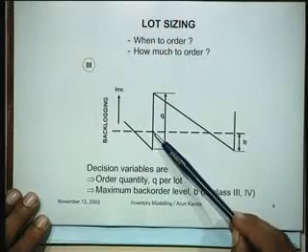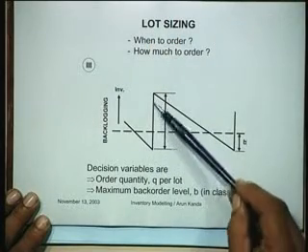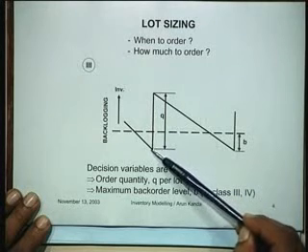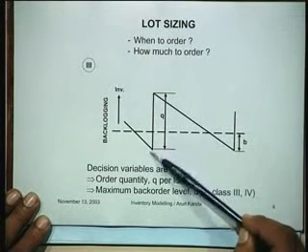Now you take a situation with back ordering. That means you are allowing shortages to take place. So this is basically a situation of purchase because this is the vertical line, and we are now allowing the inventory to come below the zero level. So this is back ordering.